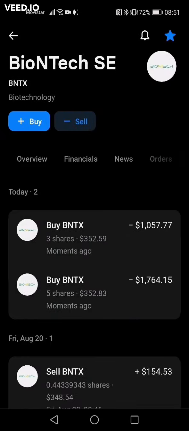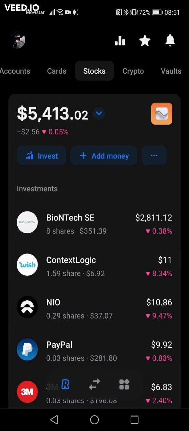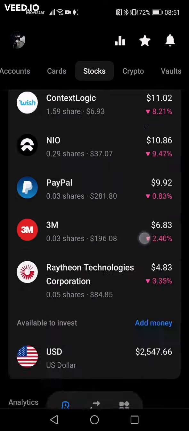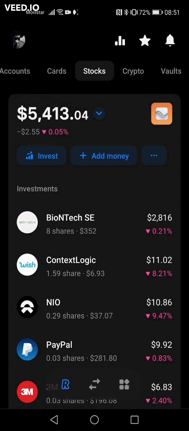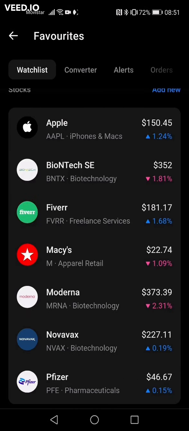Yes, it has been executed and I'm already waiting for a better moment. I'm going to buy more because 2,800 is not really a big trade, and if it is not a big trade, you cannot get a bigger profit. Also, risk management is important, but I'm not a financial advisor, so this is just for entertainment purposes.